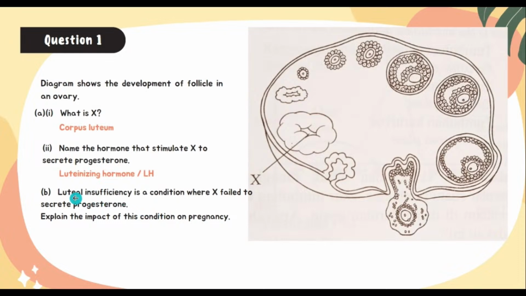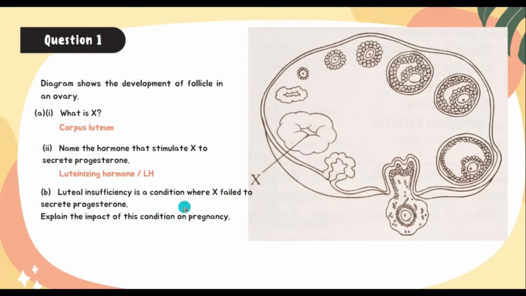Even though maybe you are not familiar with luteal insufficiency, that's okay. But at the end of the sentence, you can see that eggs fail to secrete progesterone. That's our main issue. So, why or how does the progesterone level affect the pregnancy?